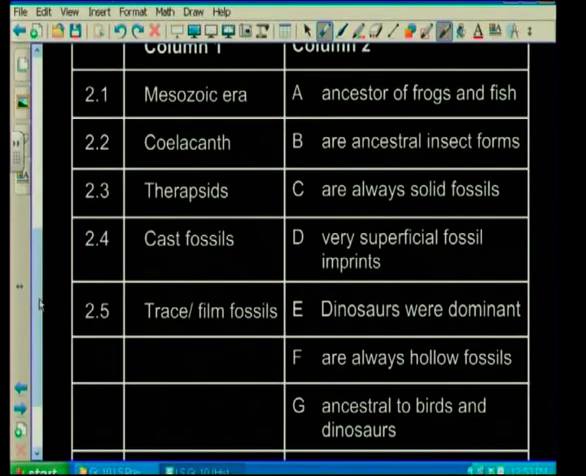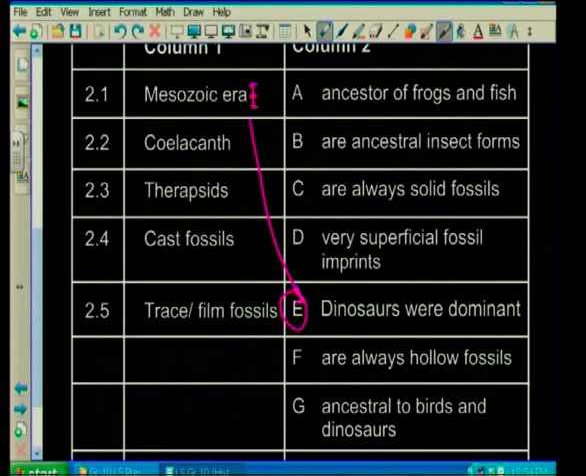Right, so let us now look at the matching columns. The Mesozoic era, remember that was the middle era, which is dominant of dinosaurs, and then we go to E. So we know that if you can make your pencil lines like that, E is for the Mesozoic era, and then immediately you know that E is now for 2.1.